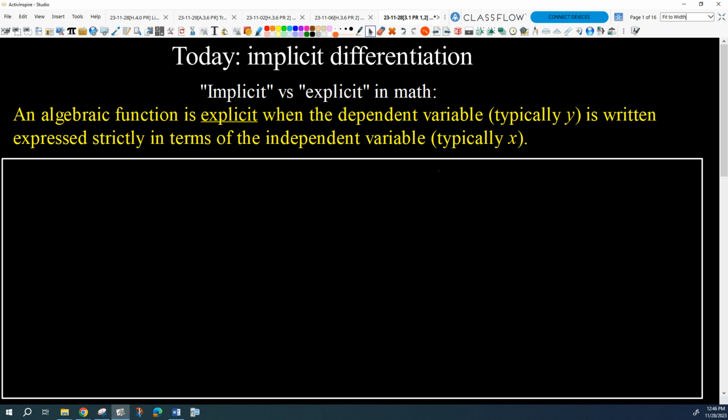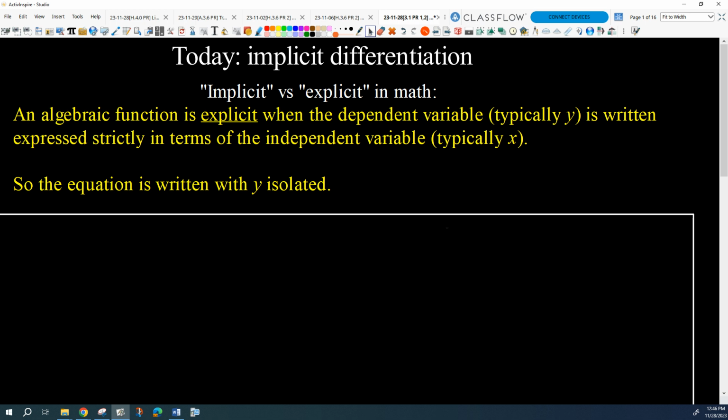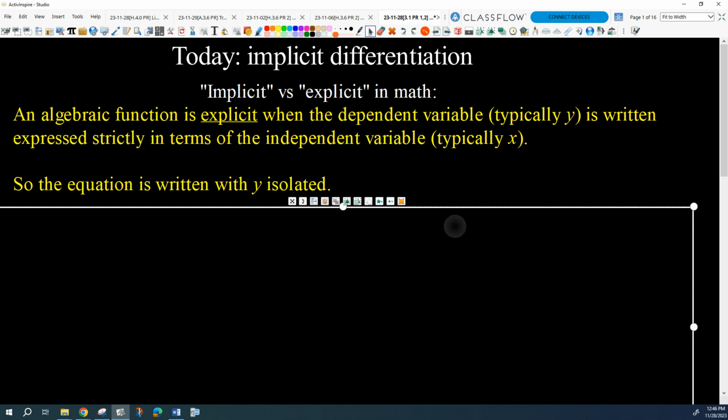So an explicit function is one where the dependent variable, usually y or f of x, is written strictly in terms of the independent variable. So y is by itself equal to some function of x. That's what we're used to, right? We've very rarely dealt with anything other than that. We will today though. So the y is isolated.